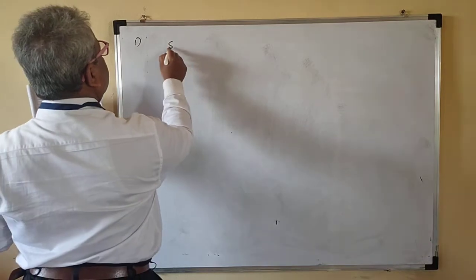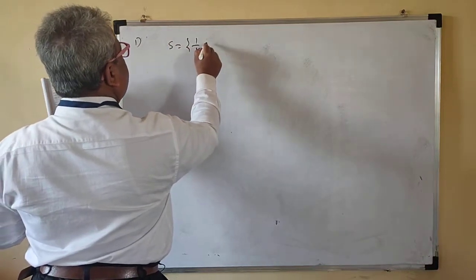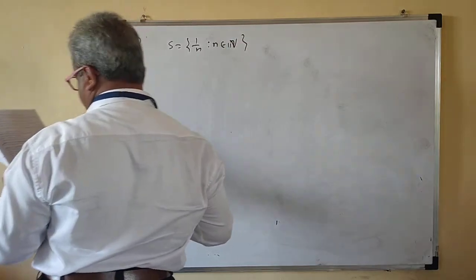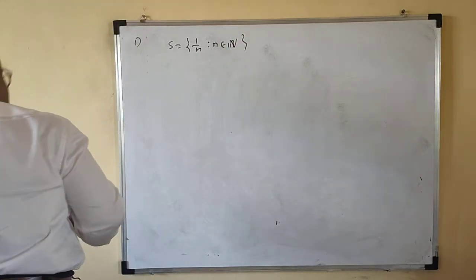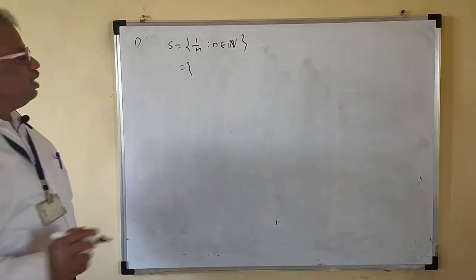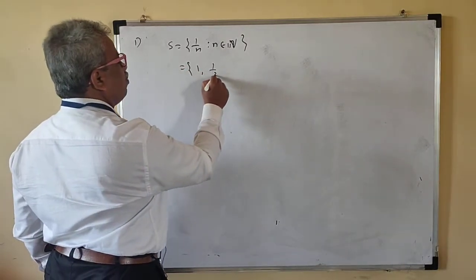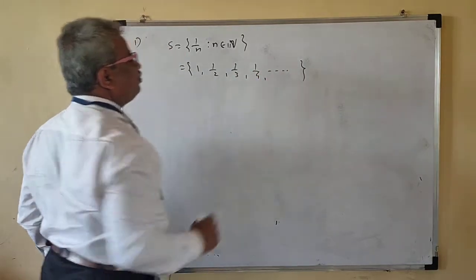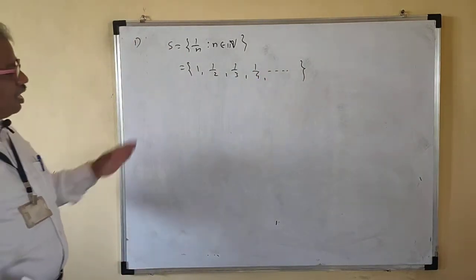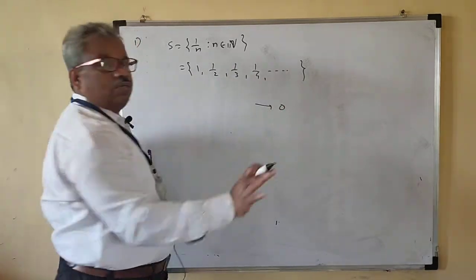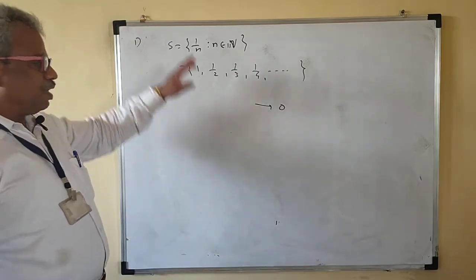Suppose S is the set of 1 by n, where n belongs to the natural numbers. So how can we write this? N is a natural number means it is 1, 1/2, 1/3, 1/4, and so on. Now see here, as the denominator increases, the number tends to 0 but is never 0.